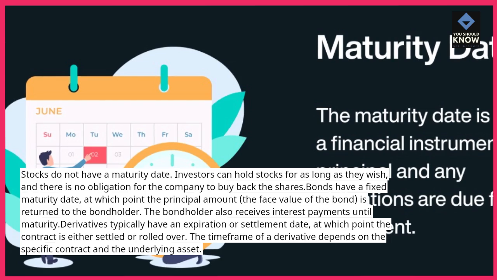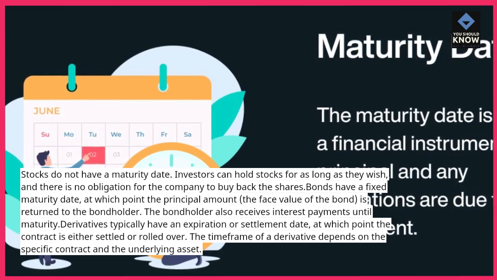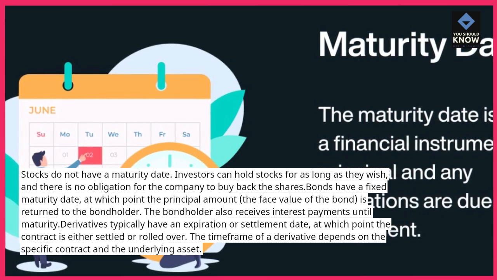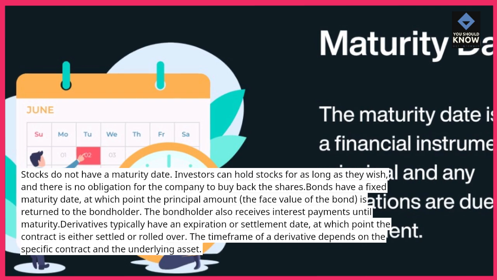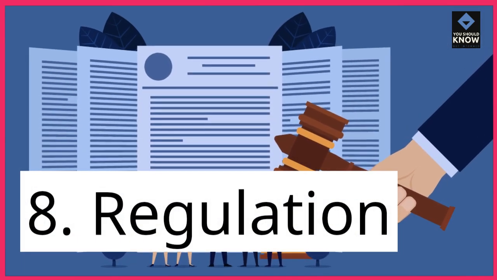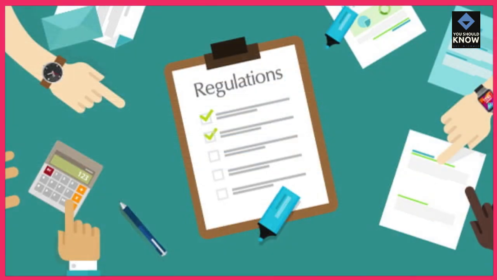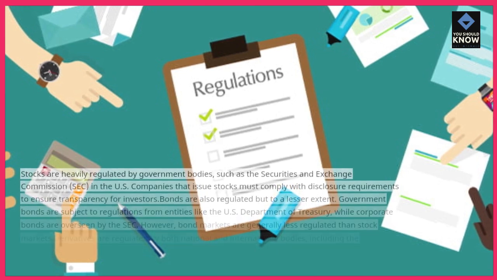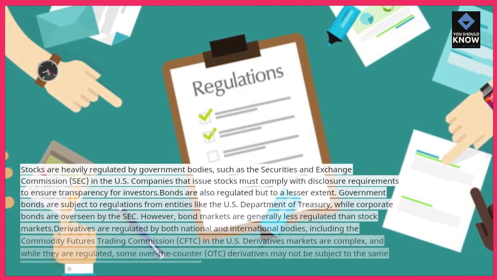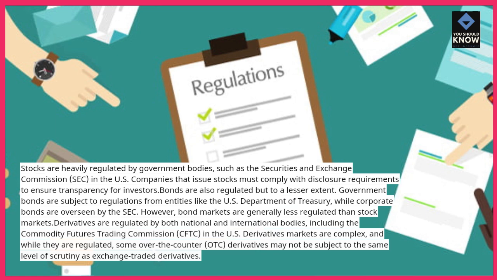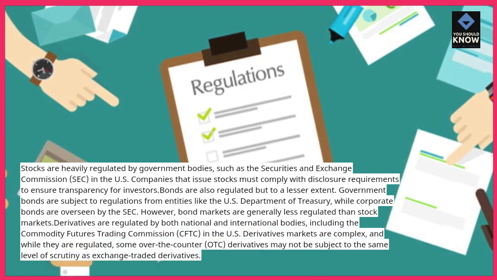Derivatives typically have an expiration or settlement date, at which point the contract is either settled or rolled over. The time frame of a derivative depends on the specific contract and the underlying asset. 8. Regulation. Stocks are heavily regulated by government bodies, such as the Securities and Exchange Commission, SEC. In the U.S., companies that issue stocks must comply with disclosure requirements to ensure transparency for investors.